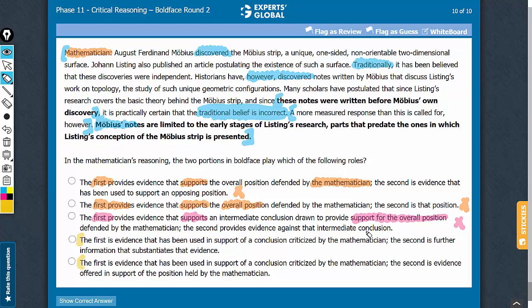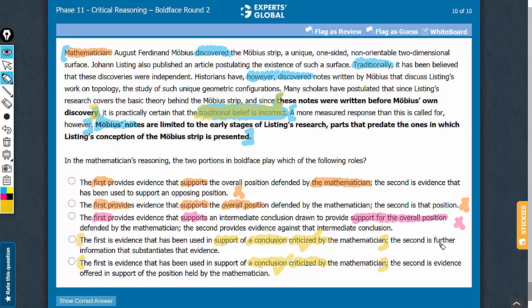Choices D and E, the first part here is the same, and both of them are correct, that yes, the first is evidence that has been used in support of a conclusion. See, a conclusion is a term that is used for an intermediate conclusion. This conclusion here, that traditional belief is incorrect. And yes, you see the first boldface supports this intermediate conclusion. So the first part here is absolutely correct. We know that the first conclusion, the intermediate conclusion, has been later criticized by the mathematician. So a good job with the first half here.